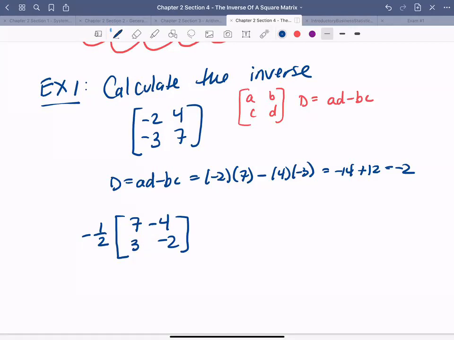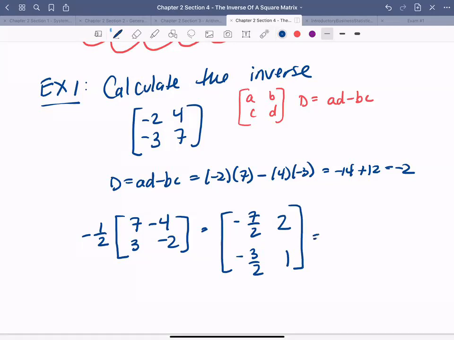And we do have to multiply that negative 1/2 in there. So our final that we have is negative 7 over 2. This gives you a positive 2. Gives you a negative 3 over 2. And this gives you a positive 1. This is our inverse.